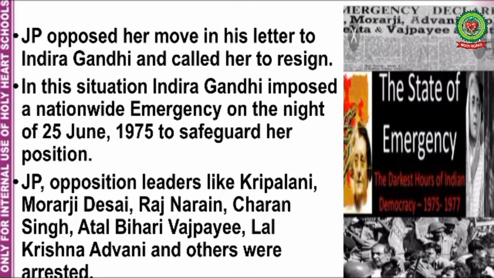In this situation, Indira Gandhi imposed a nationwide emergency on the night of 25 June 1975 to safeguard her position. Opposition leaders like Kripalani, Morarji Desai, Raj Narayan, Charan Singh, Atal Bihari Vajpayee, Lal Krishna Advani and others were arrested. When opposition parties headed by JP asked for the resignation of Mrs. Indira Gandhi, she declared a national emergency on 25th June 1975 in order to safeguard her position as the Prime Minister of India. All the opposition leaders, which included the big leaders of that time, Jayaprakash Narayan, Morarji Desai, Atal Bihari Vajpayee and Lal Krishna Advani, were arrested and put behind bars.